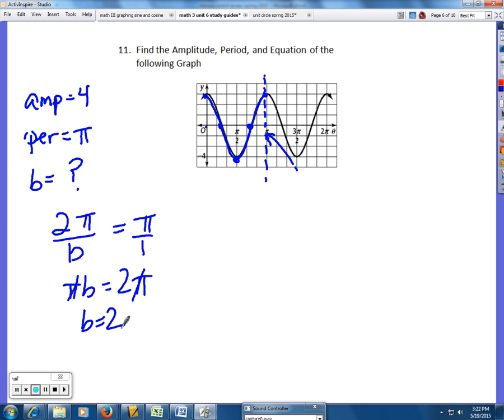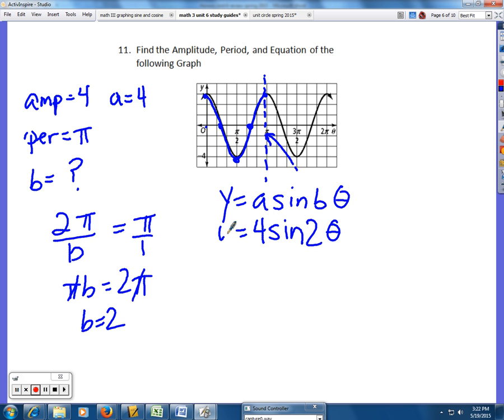Since b equals 2, I can make my equation, because it's y equals a cosine b theta. And so a, since it's positive, must be positive 4. The amplitude was 4. So I go 4 cosine b, which is 2 theta. So there's your cosine function equation.